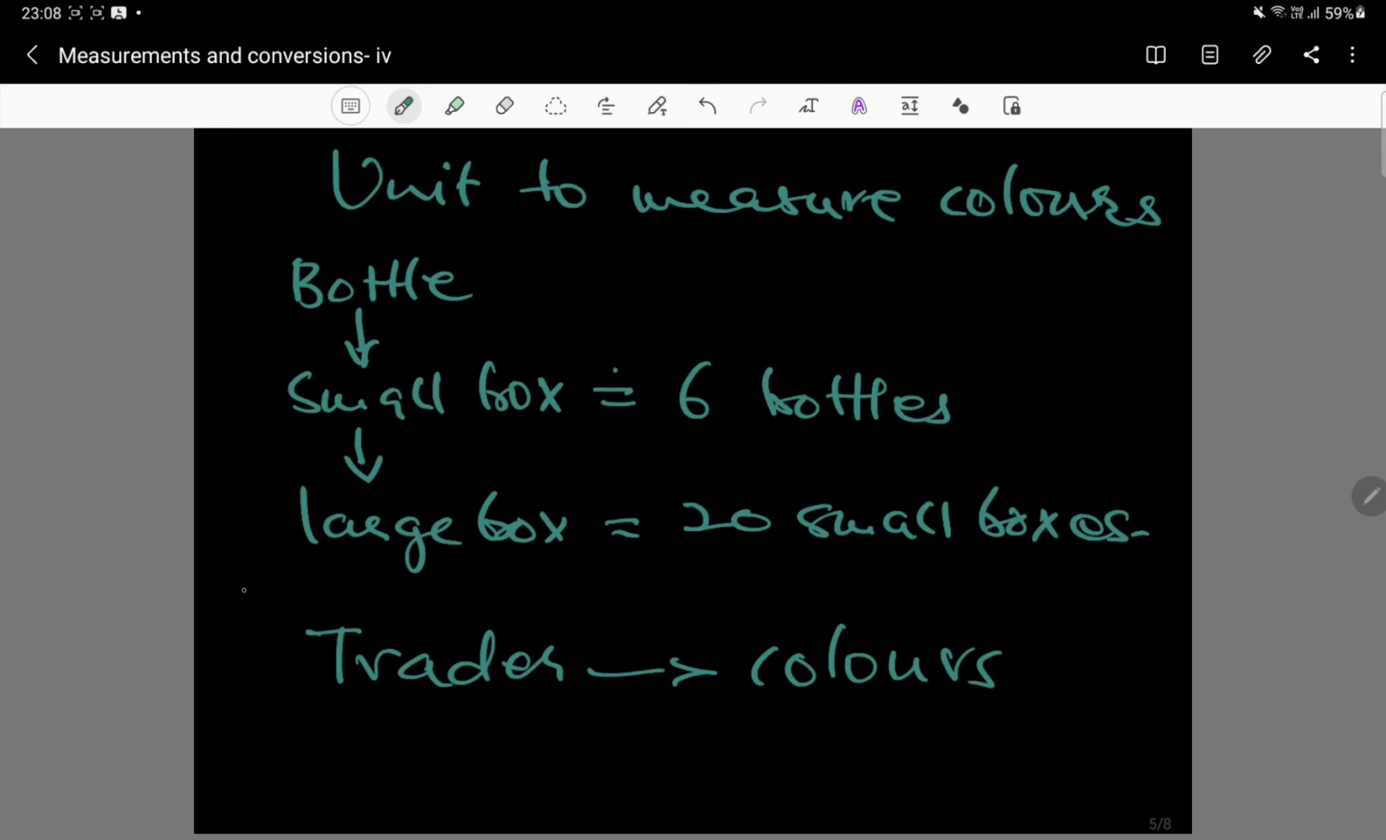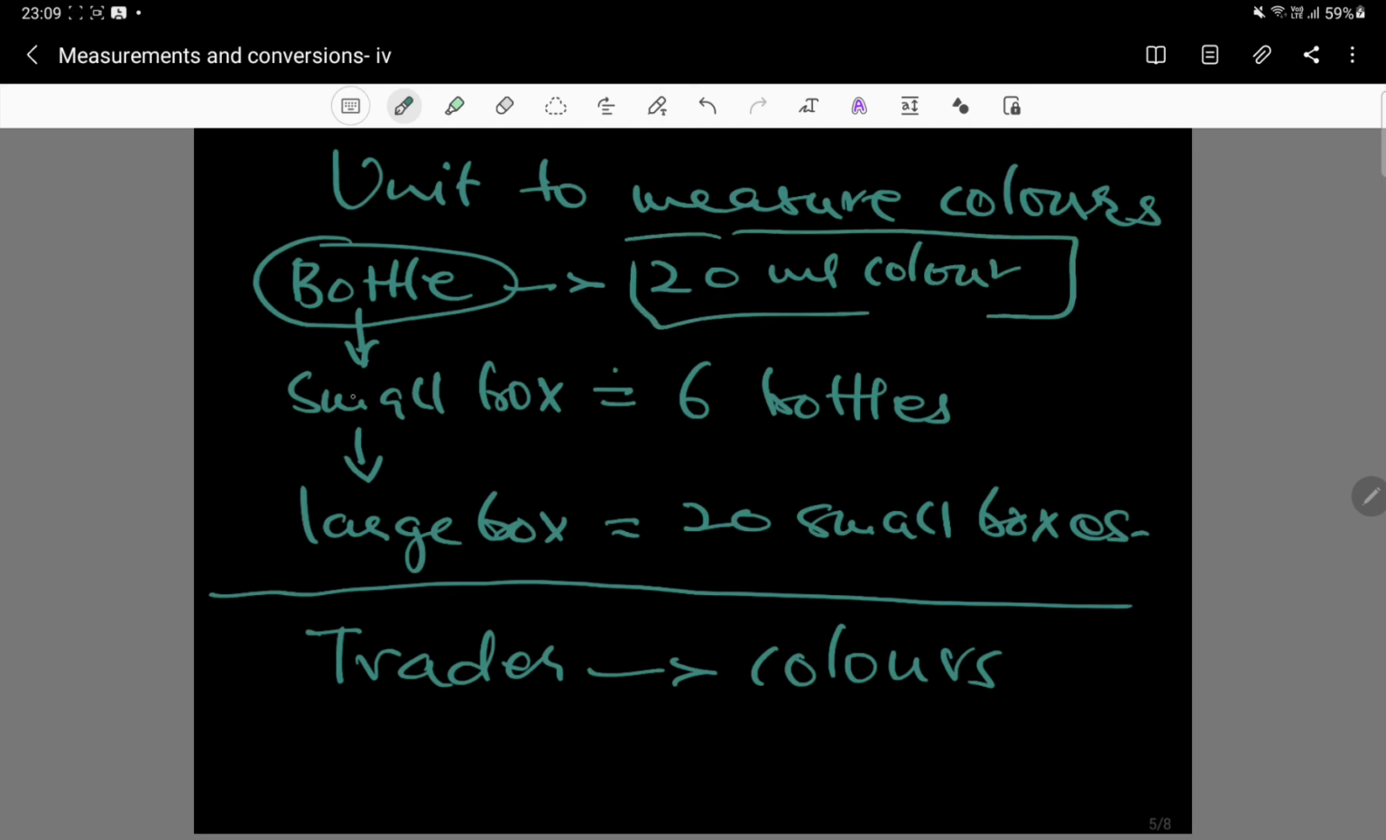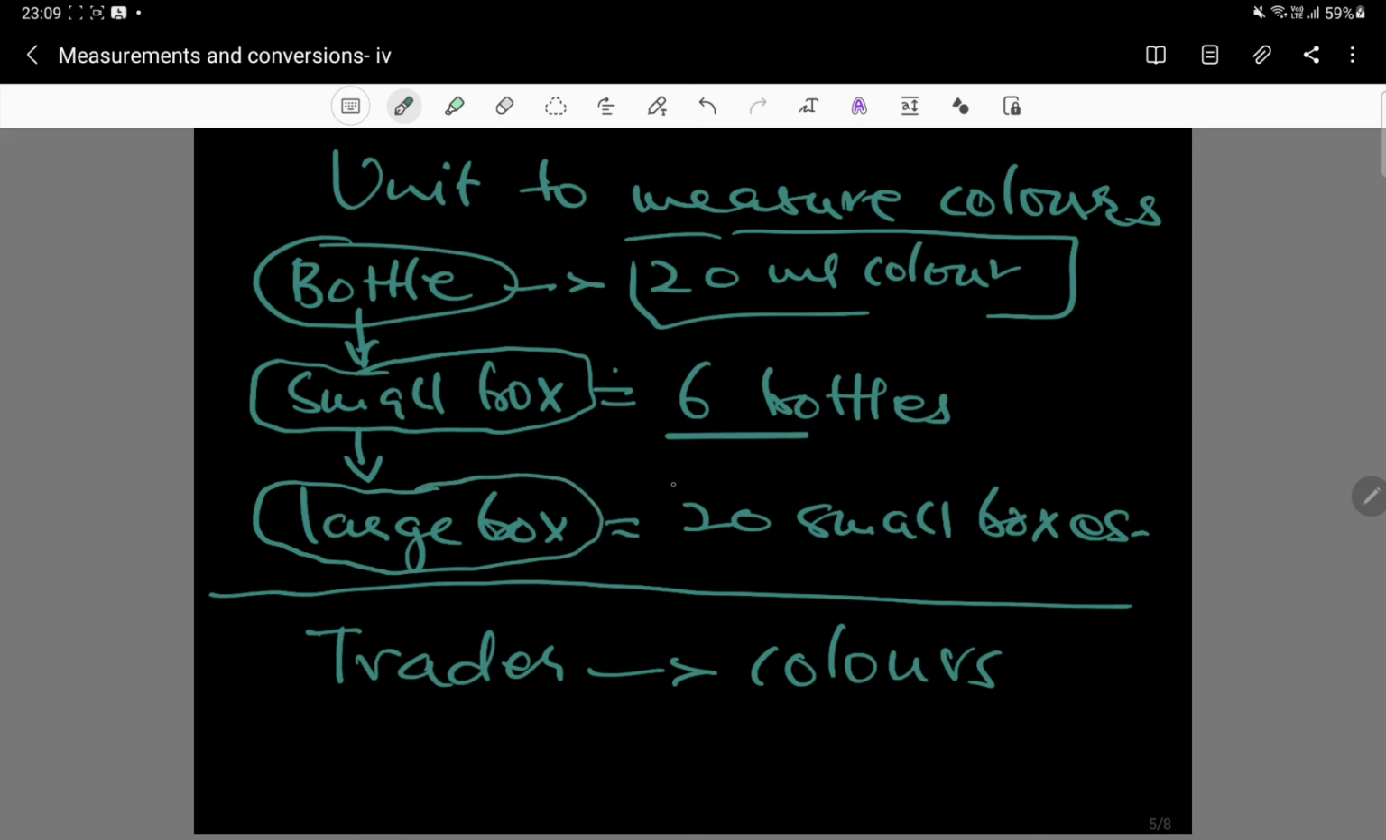I hope I have sufficiently described to you what a unit is. A unit is a word that tells us about a fixed amount of something. A bottle tells me that it has around 20 milliliters of color in it. Right? I didn't tell you this, but now I'm telling you this. And a small box is the amount of color found in 6 bottles, and a large box is the amount of color found in 20 small boxes, right?